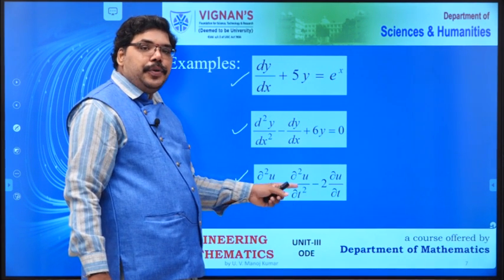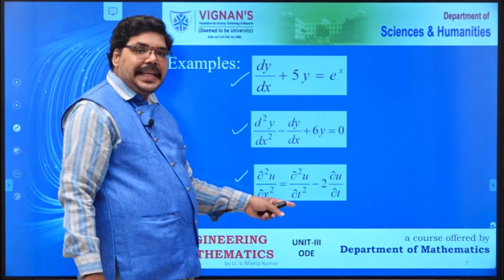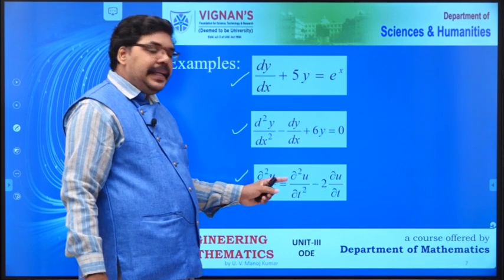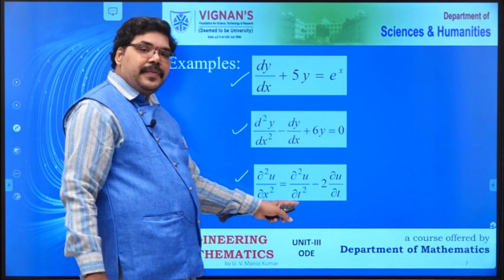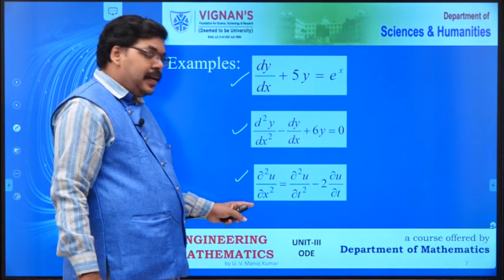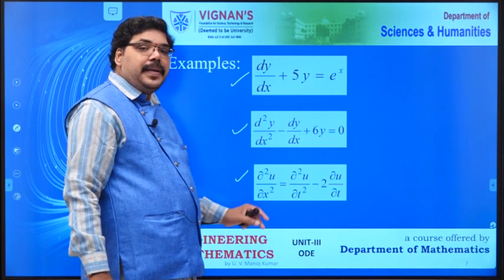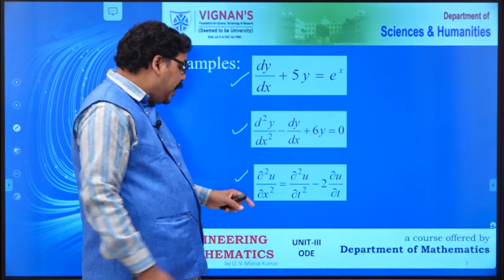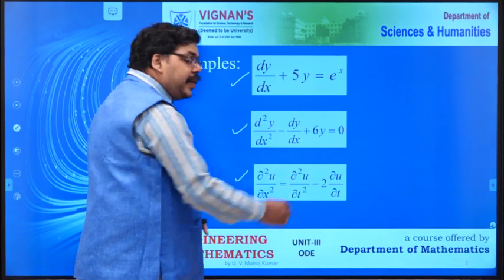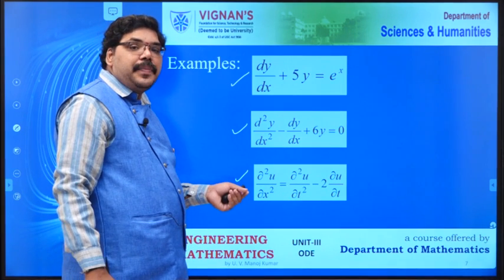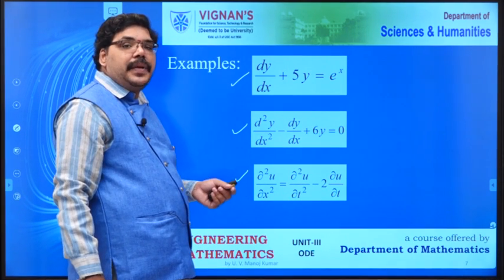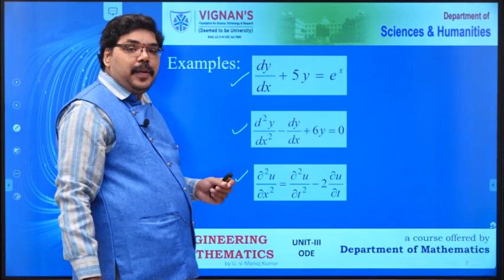That means u is differentiated with respect to t twice. That means here t is the independent variable, whereas here x is the independent variable. So, there are two independent variables, and how many dependent variables are there? U is the only dependent variable. So, what is the dependent variable here? U is the dependent variable, x and t are independent variables.